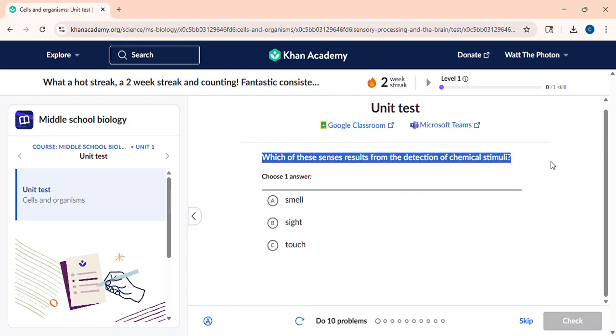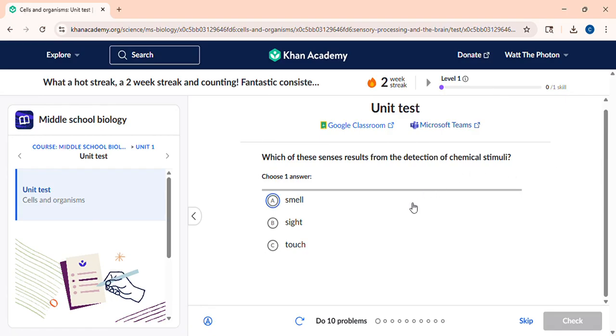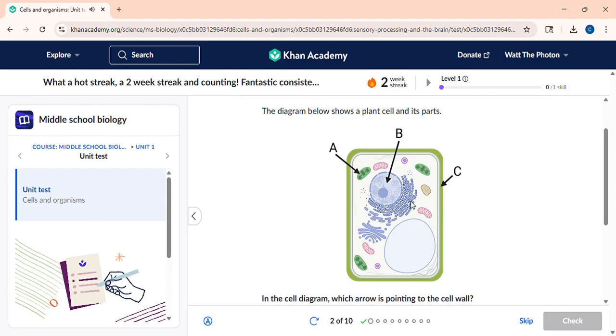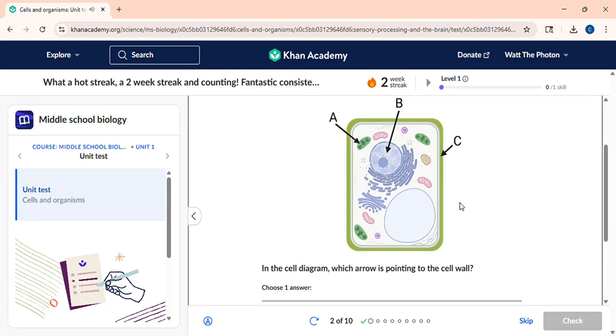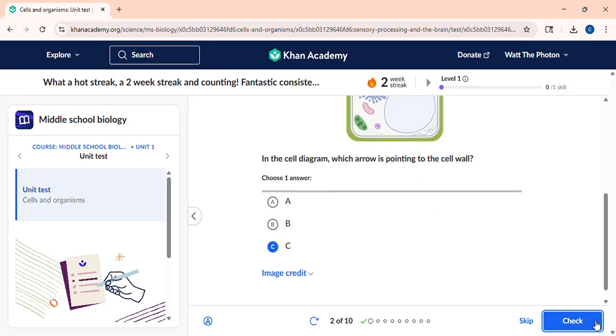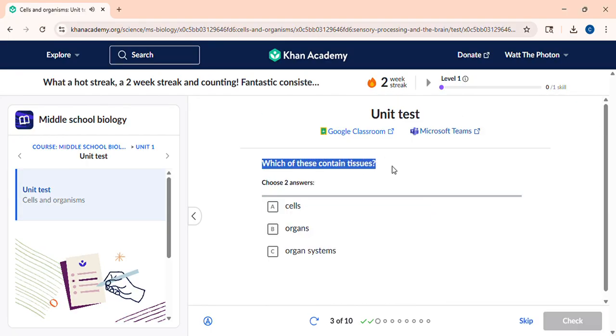What results from detection of chemical stimuli? Smell. The diagram shows parts of a cell. Which arrow points to the cell wall? C. Which of these contains tissues, organ systems? What organelle breaks down sugars to release energy?